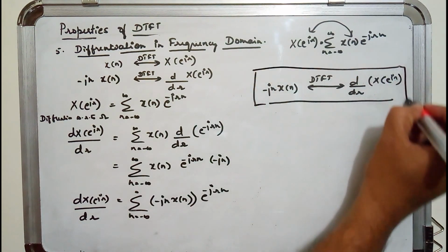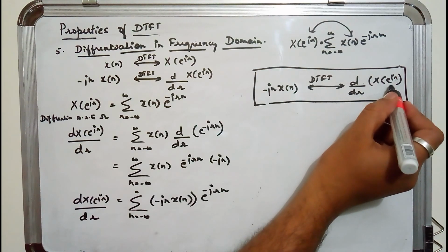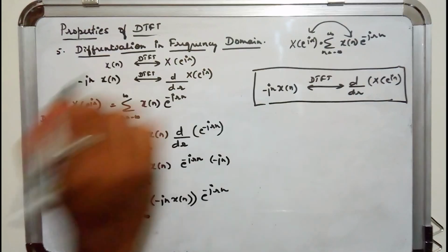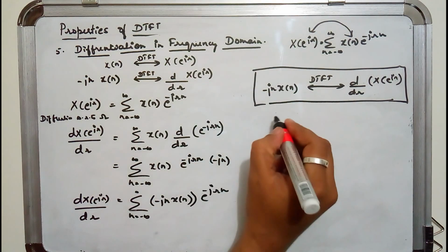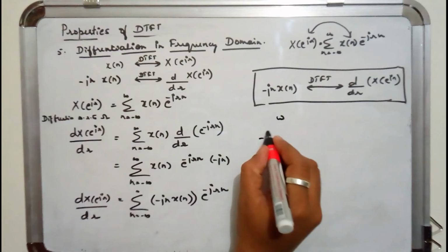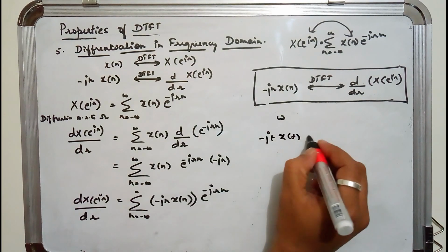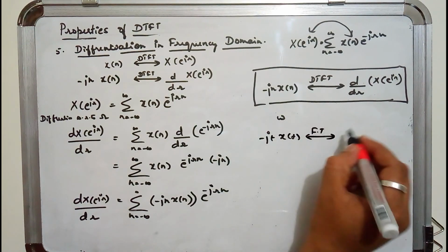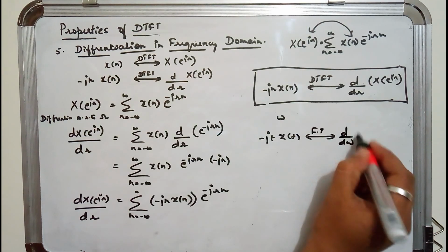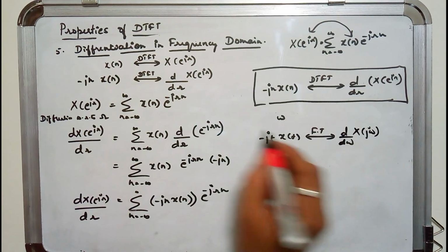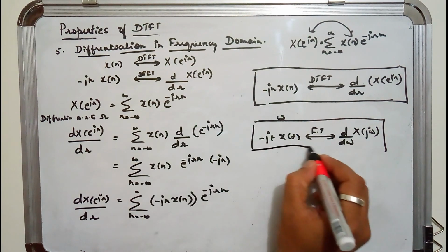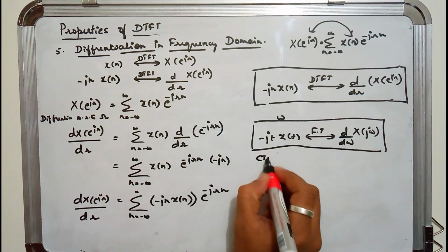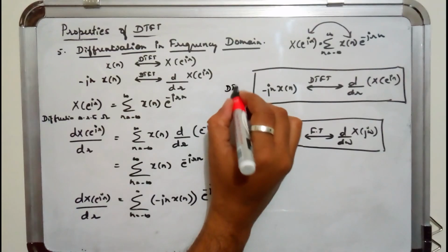and this property is known as the frequency differentiation property, wherein you are differentiating your frequency omega, whereas in CTFT we were differentiating omega, and the property was minus jt x of t was forming a Fourier transform pair with d by d omega of x of j omega. So you can compare these two. This is in case of CTFT, this is in case of DTFT.